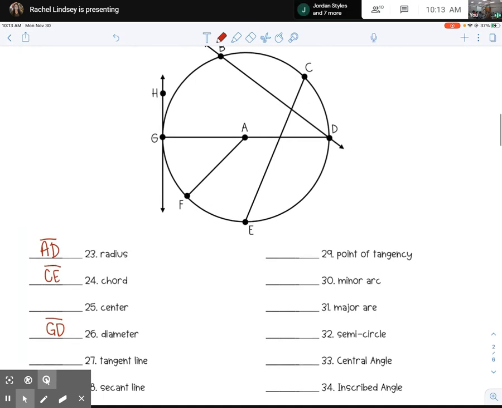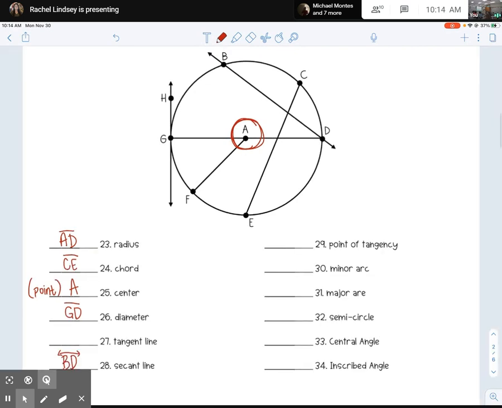Okay, what's the center? A. If you just write A, that's fine. If you want to write point A, that's cool too. You don't have to write the point part. Okay?